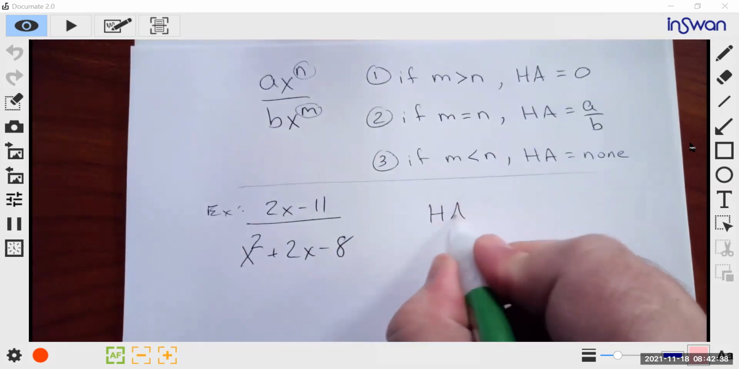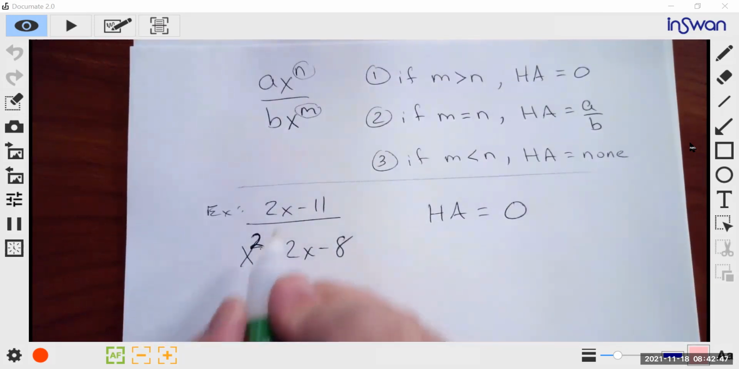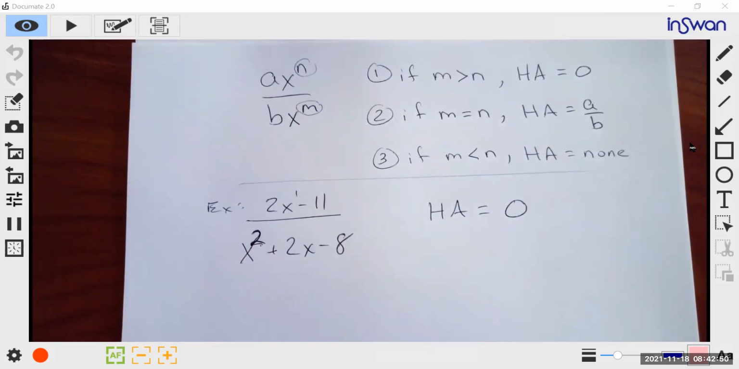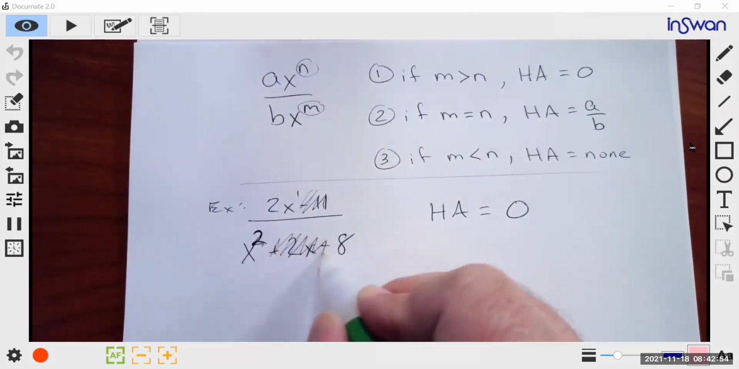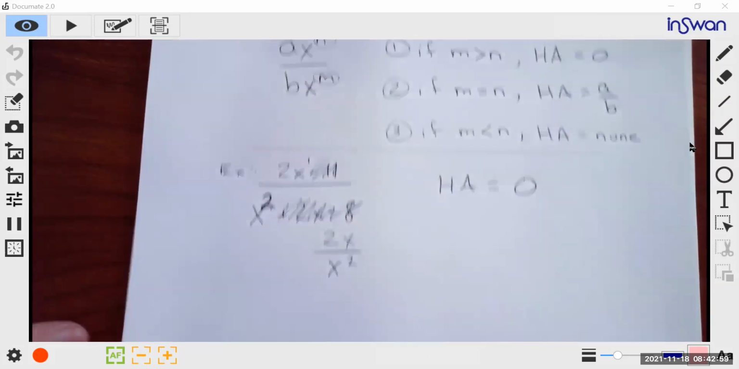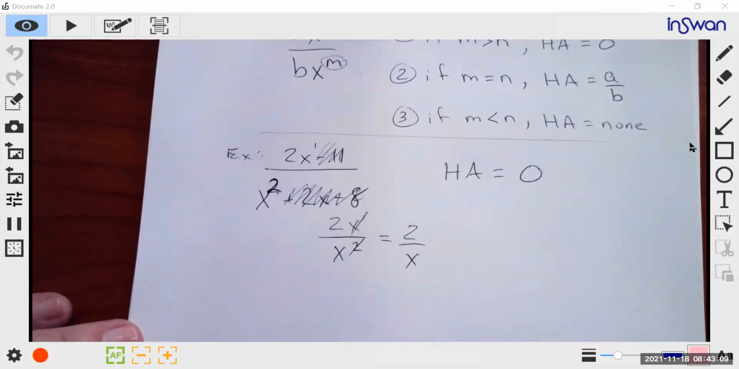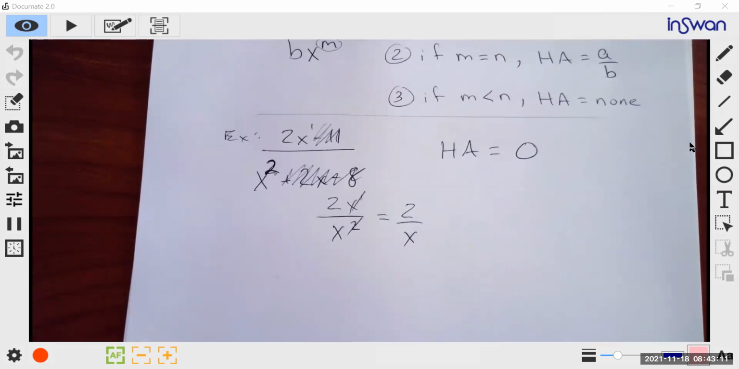What's my horizontal asymptote here? Yep, because you have more x's on the bottom than the top. Okay, remember, only look at the leading term. This other stuff you can get rid of. Only look at the leading term. 2x over x squared. Since you have 1 on top, 2 on the bottom, they cancel. So we're left with more x's on the bottom.